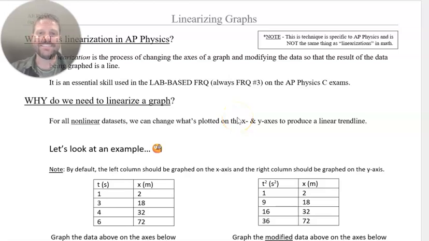Welcome, and today we're going to be talking about how to linearize graphs in AP Physics C. So the very first thing we need to talk about is what is linearization? And ultimately what we're trying to do is take a curving graph and make it a straight line.